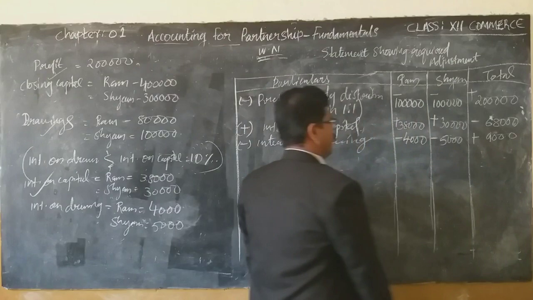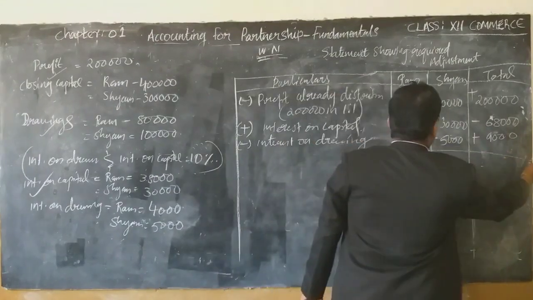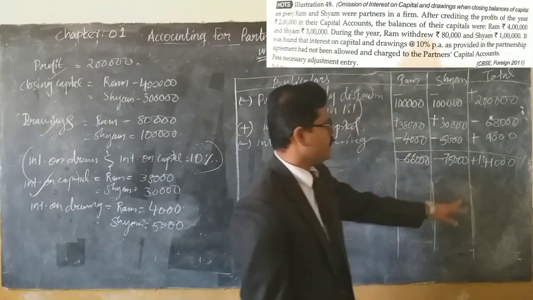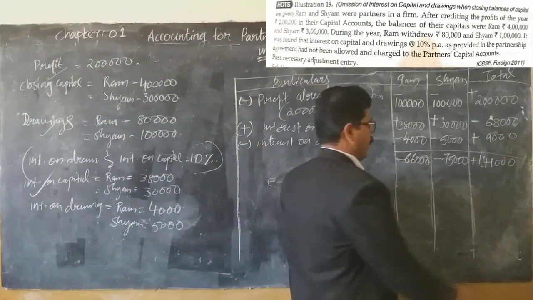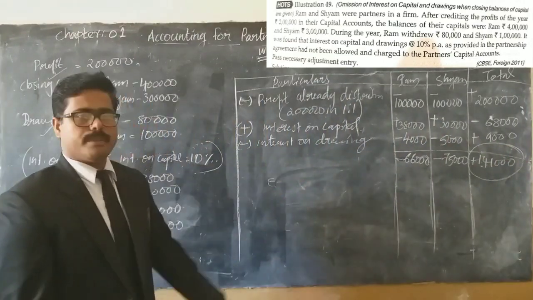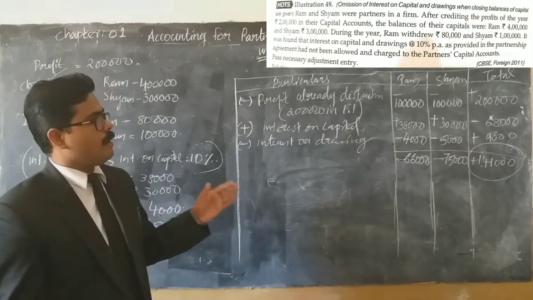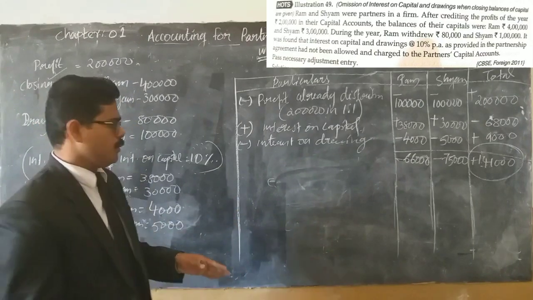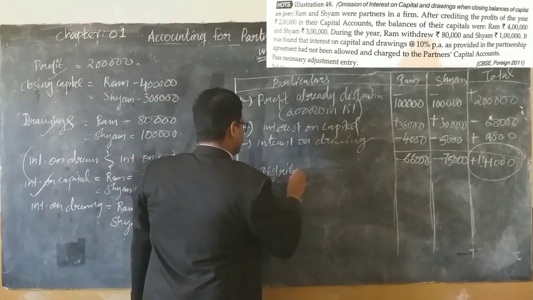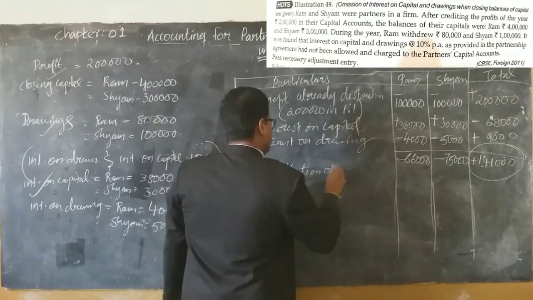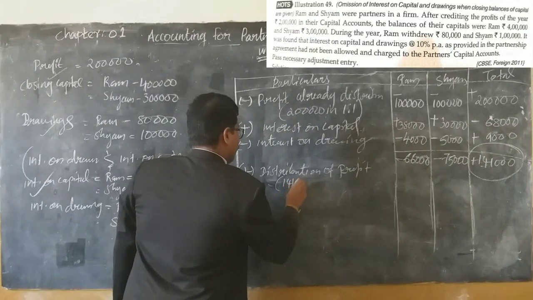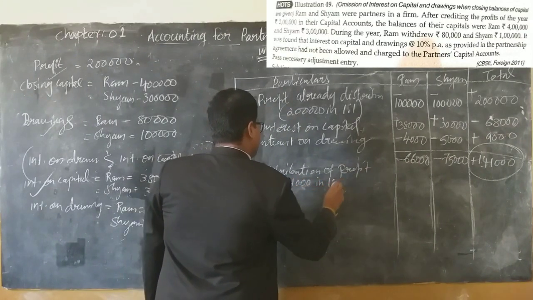So find the net effect. We will be getting here 66,000, minus 35,000, plus 1,41,000. So this 1,41,000 is the remaining profit with us. This profit must be distributed among Ram and Shyam in what ratio? In 1:1 ratio. So plus distribution of profit, that means 1,41,000 in 1:1 ratio.